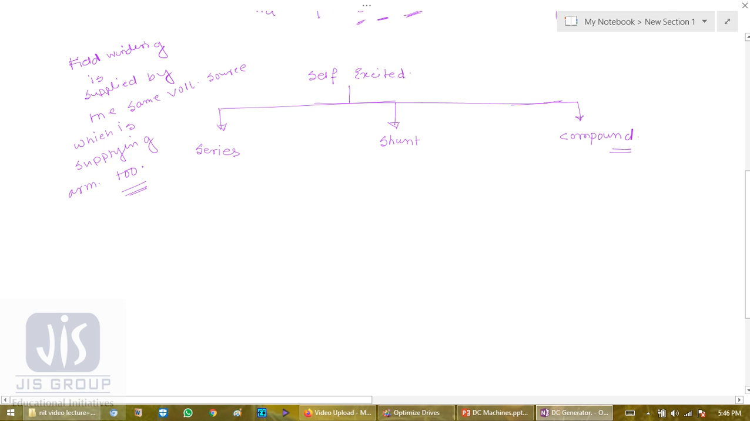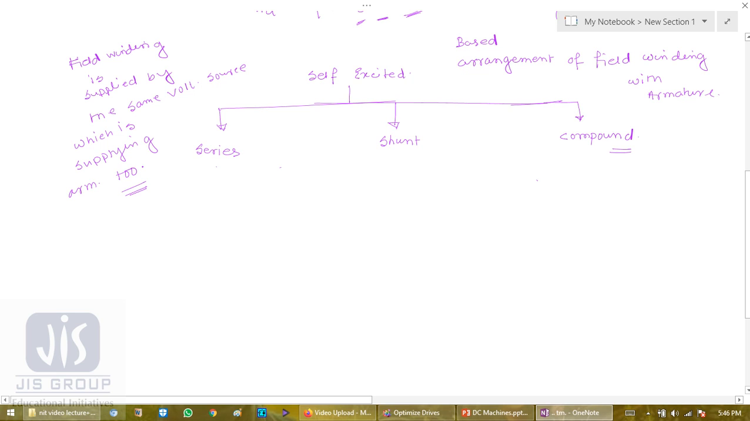Okay, now how this field winding is connected with the armature circuit, depending on that, this is the classification. So this classification is based on the arrangement of field winding with armature.